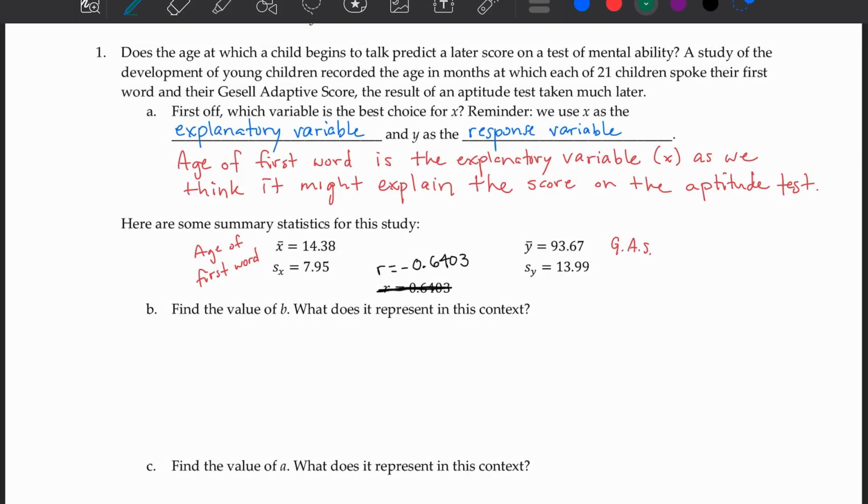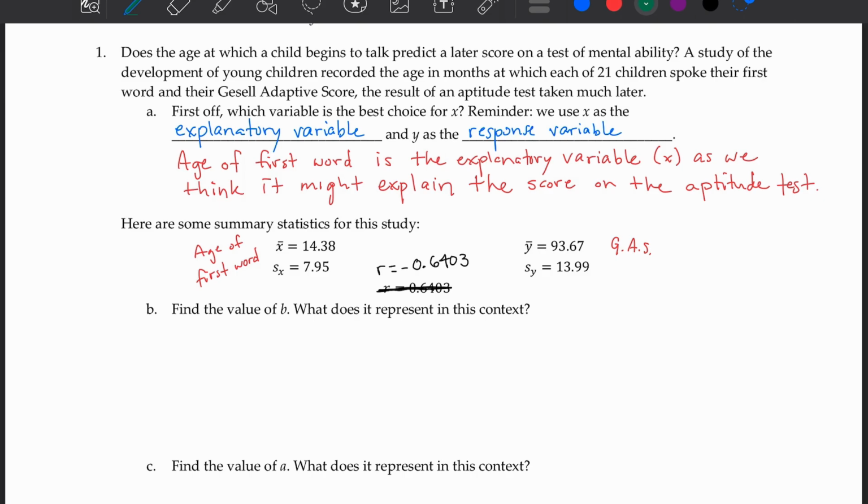So I ended up saying here that age should be our explanatory variable, our x variable, because we think that the age of the first word being spoken is the thing that might explain their score on this aptitude test later in life. Because of that, I can now label the stats that we have here down below.